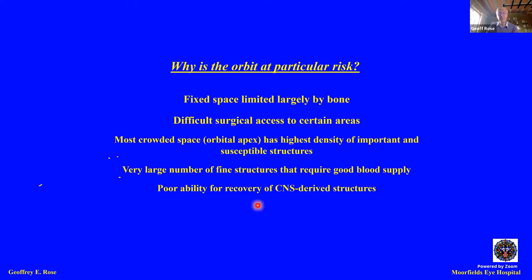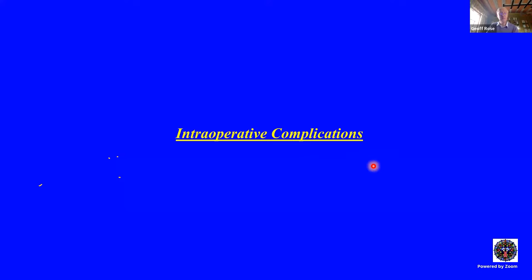There are a very large number of fine structures that require a good blood supply within the orbit, and there's a poor ability for central nervous system derived structures to recover. In other words, the optic nerve has this low ability for CNS derived neural recovery. So let's go through the intraoperative complications.